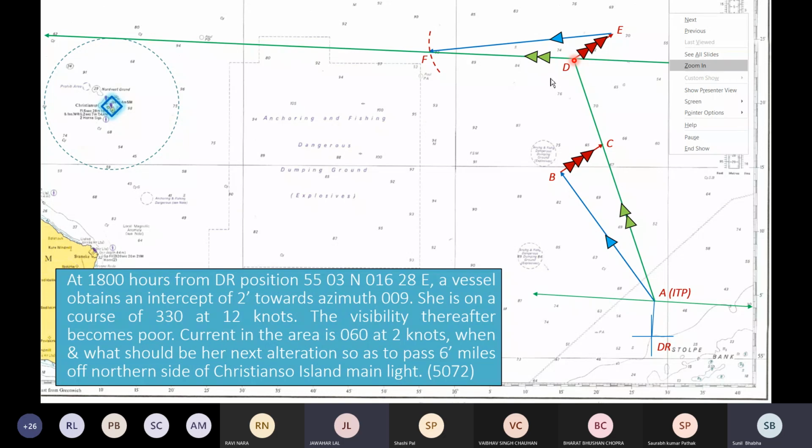So this method basically tells us the courses to steer without knowing our actual position. So wherever you go on the PL, if you steer these courses and you make the alteration at the required time, you will always be passing at the required distance.